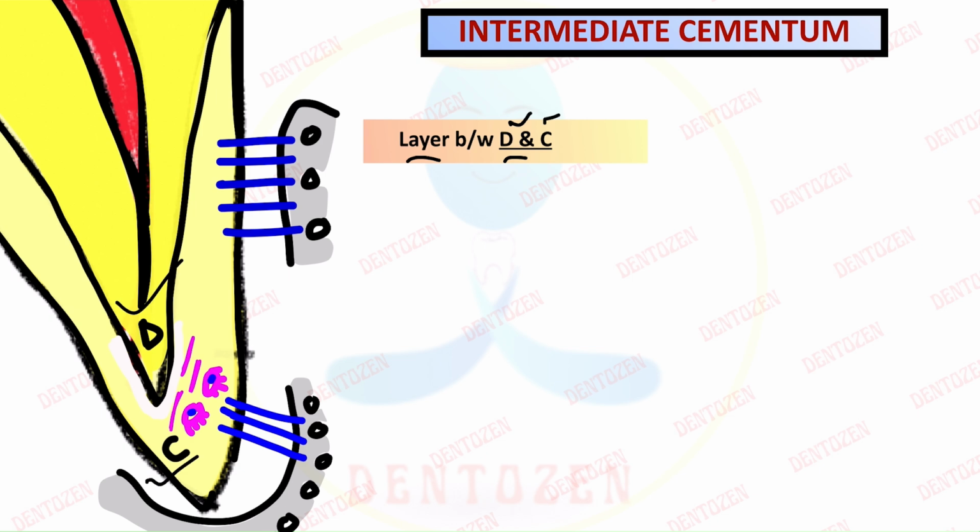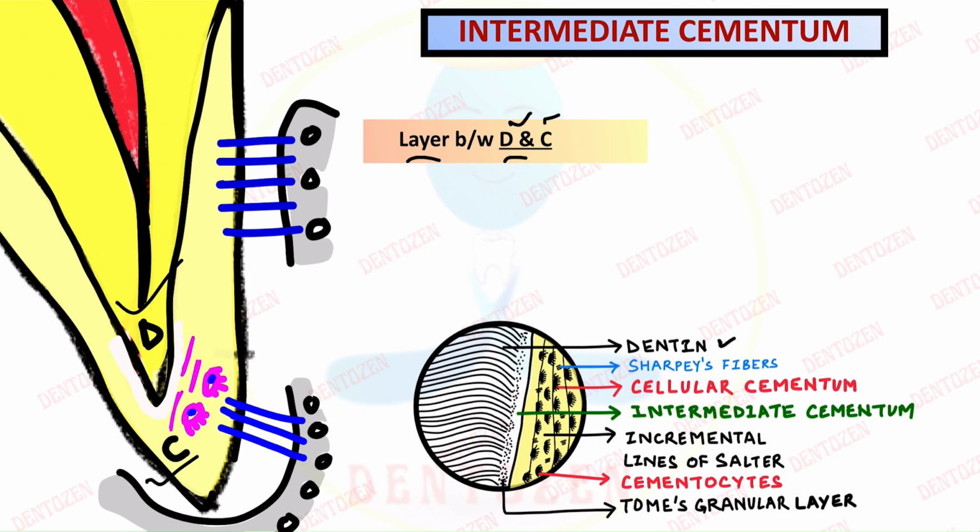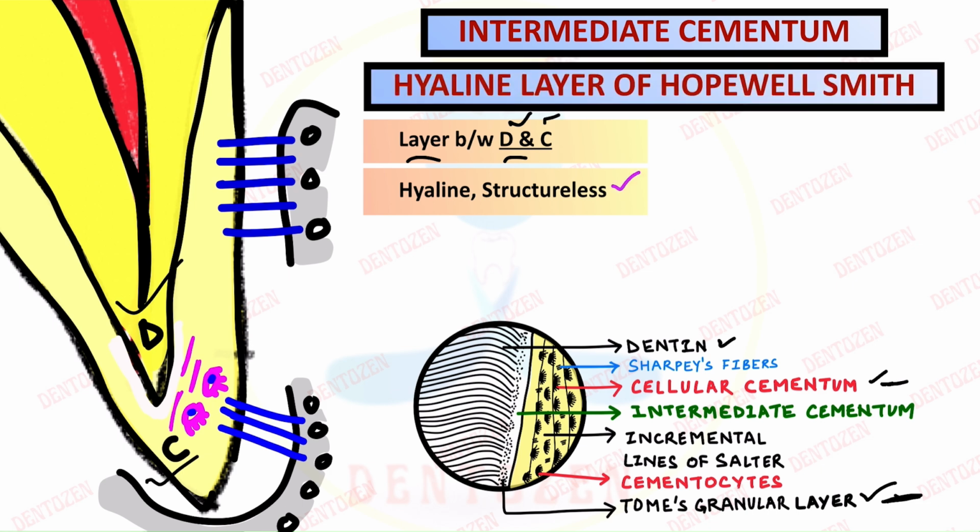So in the sections, it can be seen next to dentin, next to the Tomes' granular layer of dentin, and between the cellular cementum. So between Tomes' granular layer and cellular cementum, here you can see this region. I am drawing it here with pink color, but it is actually structureless. You cannot see anything in this area. So structureless as seen in the section. So this is called hyaline or structureless layer, and given a name, hyaline layer of Hopewell-Smith. That is your important viva question: other name for intermediate cementum.